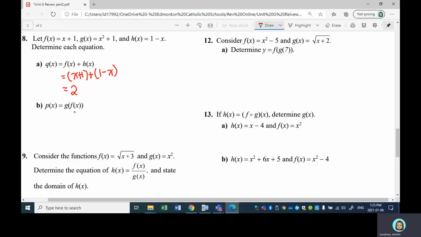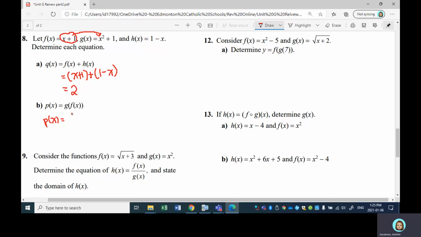This one, be careful, g at f at x. So this is a composite function, so it doesn't mean we are multiplying, it means we are taking f at x and putting it inside g at x. So we are taking this whole thing of f at x and putting it in for x in g at x. Now we need to be careful because that x is squared. So here's what p at x is going to be equal to.